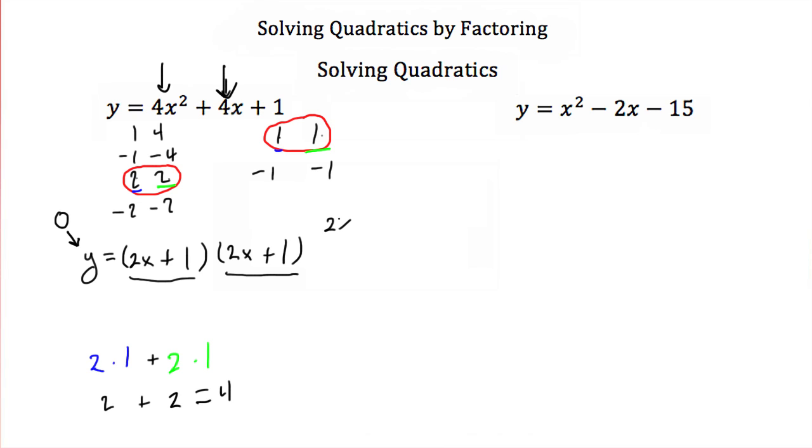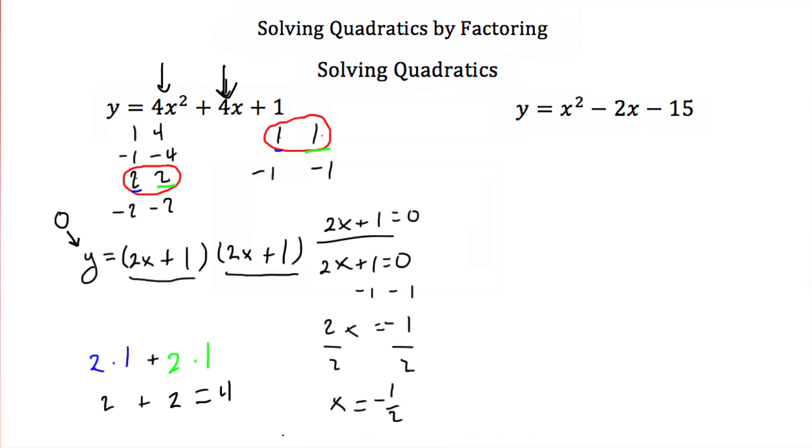So we have 2x plus 1 is equal to 0, and then we have another 2x plus 1 is equal to 0. If we solve this, we subtract the 1 from each side, and we get 2x is equal to negative 1. Divide by 2 on each side, and we'll get x is equal to negative 1/2. Now, our other binomial, or our other parentheses term, is exactly the same. So our solutions then are going to be x is equal to negative 1/2, and then x is equal to negative 1/2 again. So this is the solution for this quadratic.